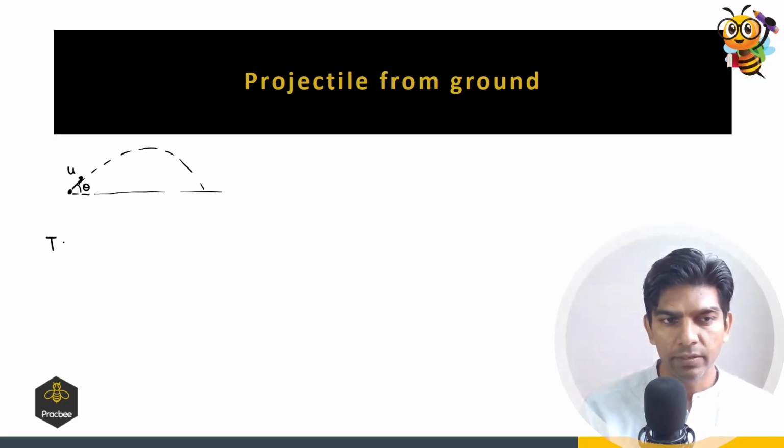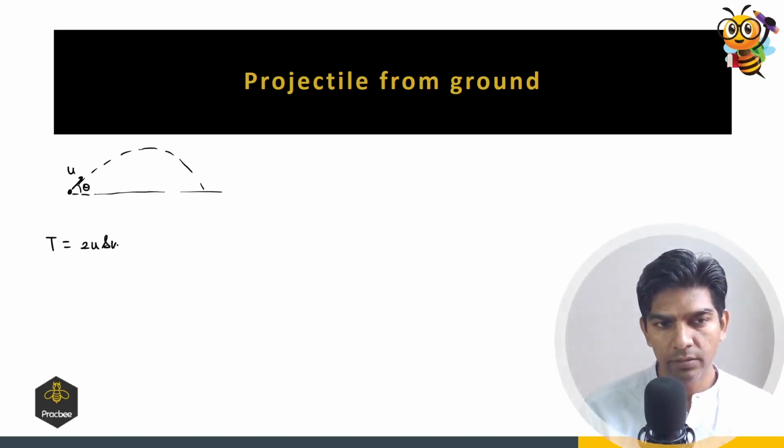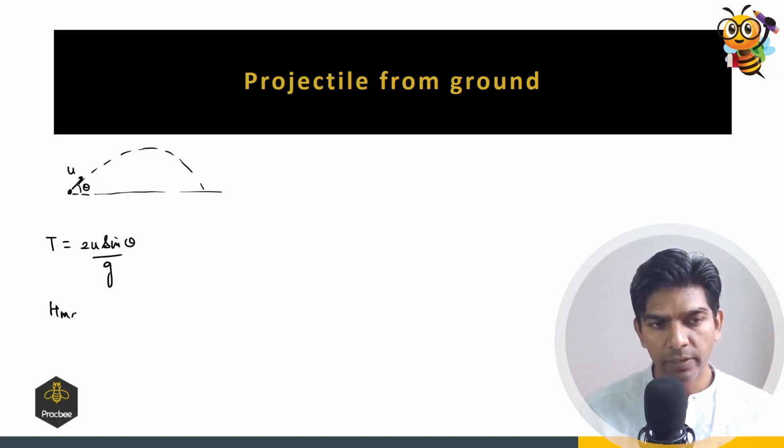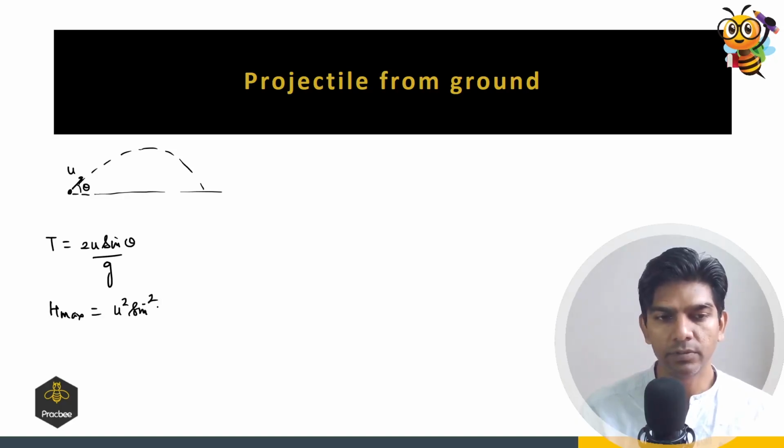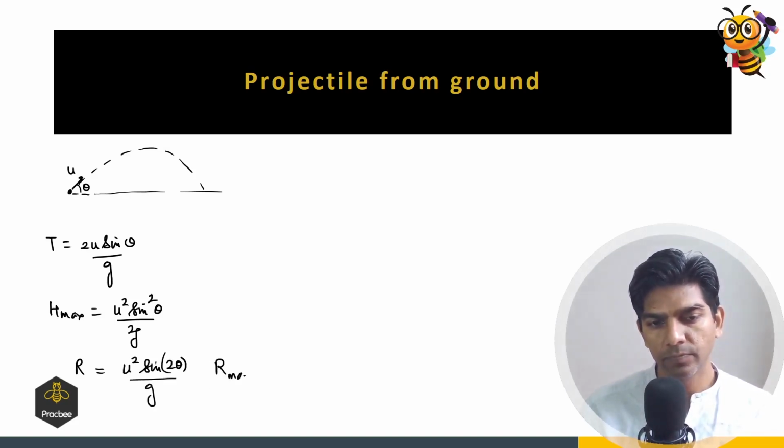So the time of flight is 2u sine theta by g, and the maximum height attained by the projectile will be u square sine square theta by 2g, and the range is u square sine 2 theta by g, and maximum range is u square by g, and it happens at theta to be 45 degrees.